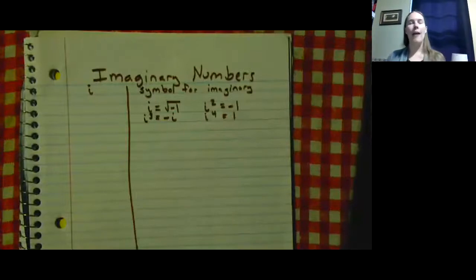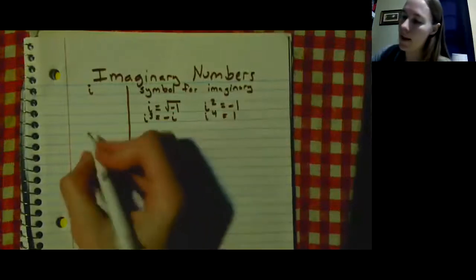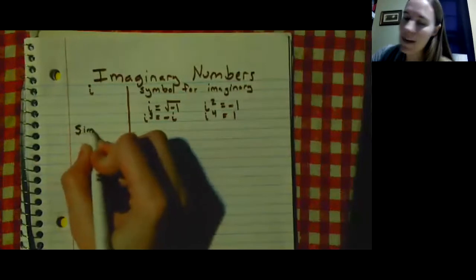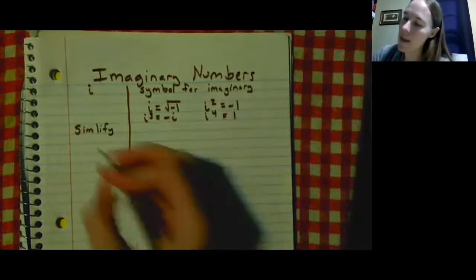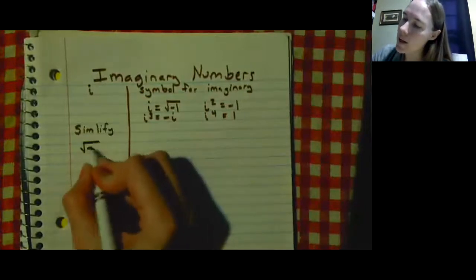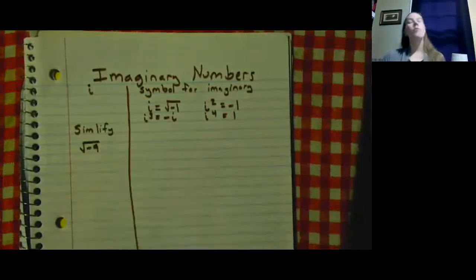So why does this matter when we're working with our quadratic formula? Well, let's see how we simplify with it. Say, for example, we had the square root of -9. If we put it in our calculator, it's going to say undefined. But we can simplify this knowing what we know.